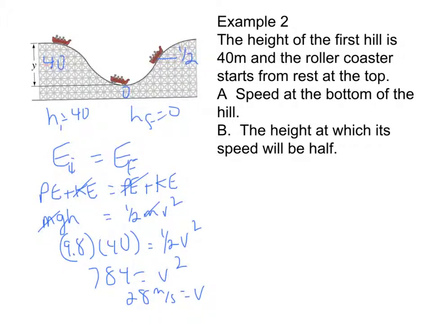Okay, so we've got to finish up on the second one here. Now the second one's a little tricky. So this time we want the final velocity. So velocity initial is 28 meters per second. Velocity final equals half that, so 14 meters per second, according to my problem.